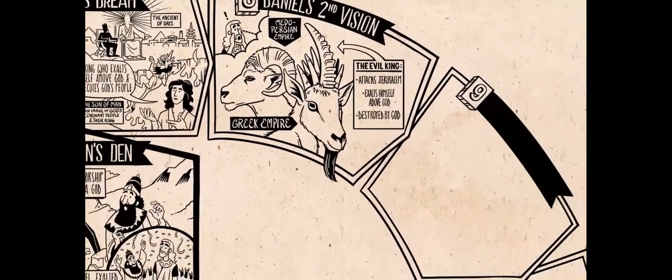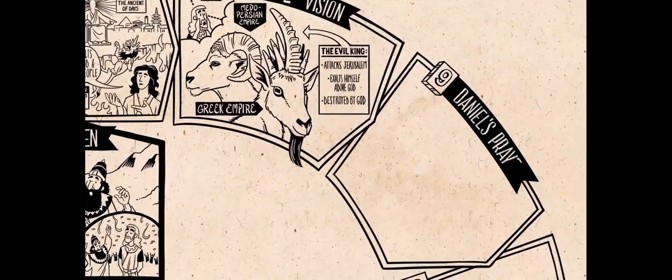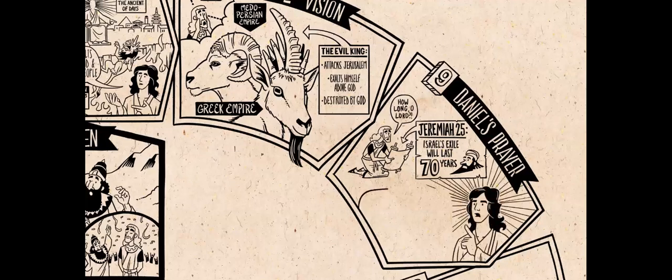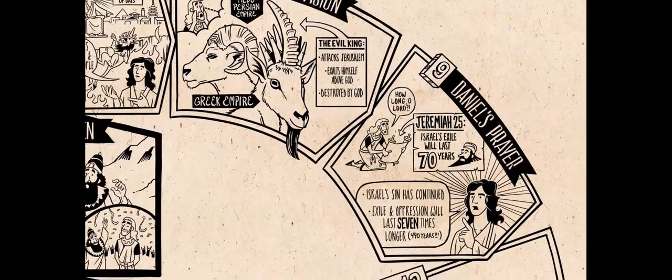kingdom. Now, by chapter 9, Daniel is very puzzled, especially as to when all of this is going to take place. And so he consults the scroll of the prophet Jeremiah, where God said that Israel's exile would only last 70 years. So for Daniel, the 70 years is almost up. And so he asks God to fulfill his promise soon. But an angel comes and informs him that Israel's sin and rebellion has continued. And so their time of exile and oppression will continue on seven times longer than Jeremiah envisioned.